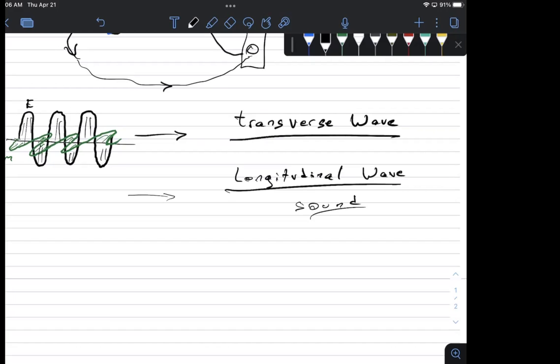So those are the two types of waves. Transverse, the waviness is perpendicular to the direction of motion, the propagation. Longitudinal, the waviness is the same direction as the propagation. Light is a transverse wave.